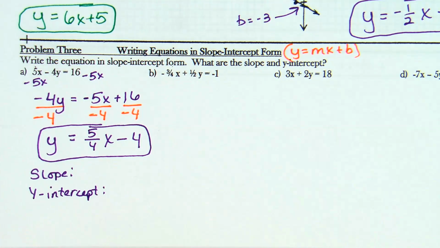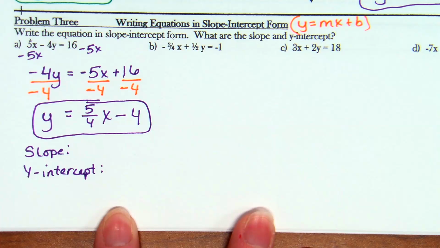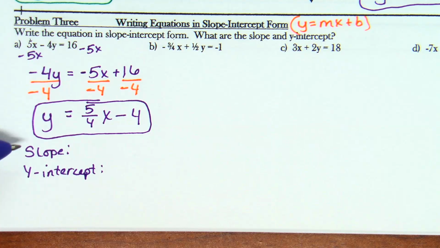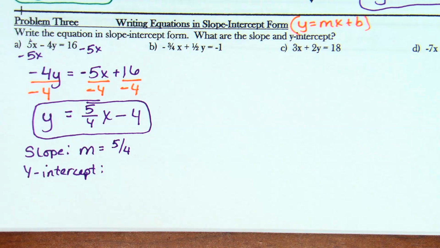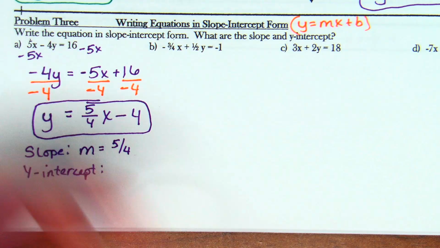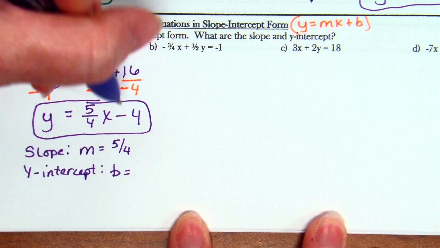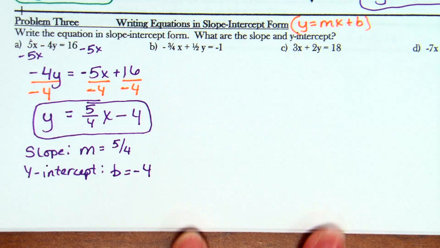If it's y equals 5/4 x minus 4, what's in the slope position? Okay, 5/4. If the slope is 5/4, what's the y-intercept? Or in other words, what's in the b position? Negative 4. Now, with that being said, I'm fine if you just tell me the y-intercept is negative 4.